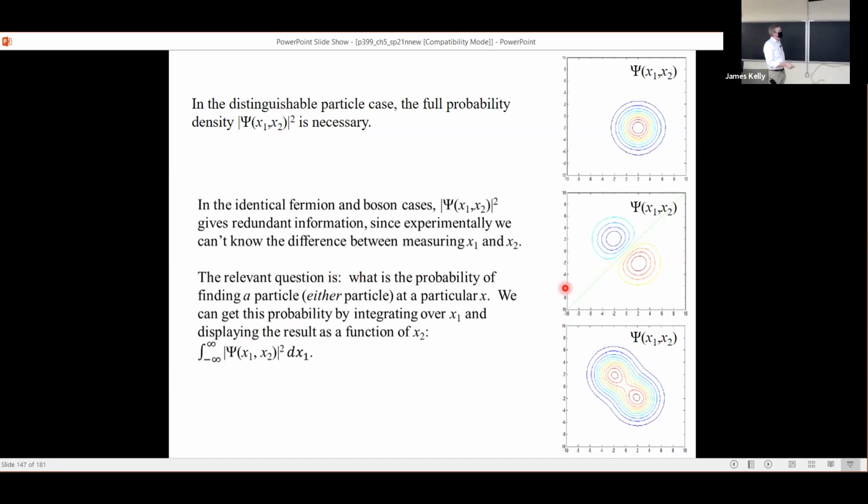The idea is there's some redundant information here. If you look at the identical fermion or boson case, it doesn't matter whether I integrate along x2 to get a probability as a function of x1, or I integrate along x1 to get a probability as a function of x2. So in that case, I don't have to add the 2 together and multiply by 1/2. I just do it once, integrate along x1 and get the probability as a function of x2. And that would answer the question for 2 identical fermions on the x-axis in a certain state, the total 2 particle state being something particular: what is the probability as a function of x of finding one of those particles as a function of position?